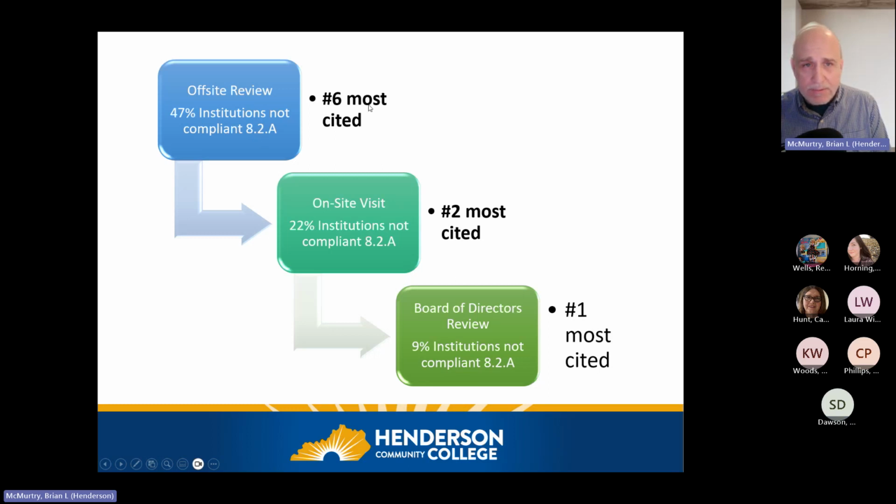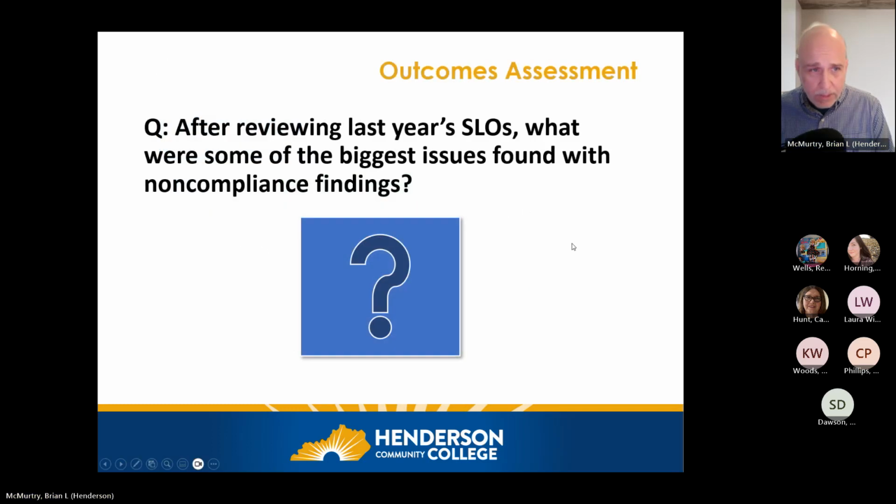And that is number 6 out of the 74 different standards that they have. It's the number 6 most cited as non-compliant. When we get to the offsite visit, we still have 22% of institutions that are not compliant, and then it jumps up to the number 2 most cited. And if it were to continue on to the board of directors review, they're still finding 9% of institutions that aren't compliant, and that drives it up to number 1. So I say all that just to really emphasize this is a really, really important thing that we're doing. It's really important that we do it correctly and in a manner that SACSCOC expects.